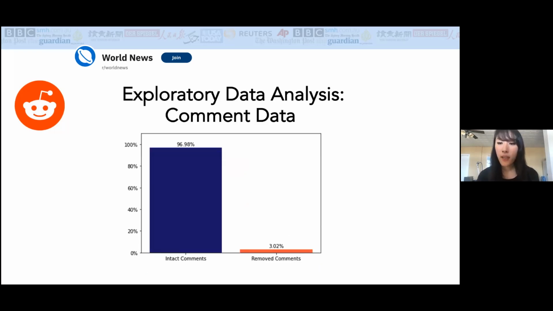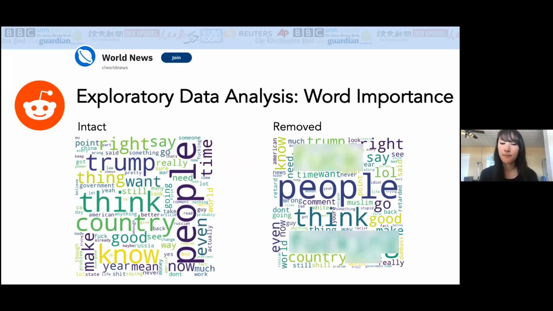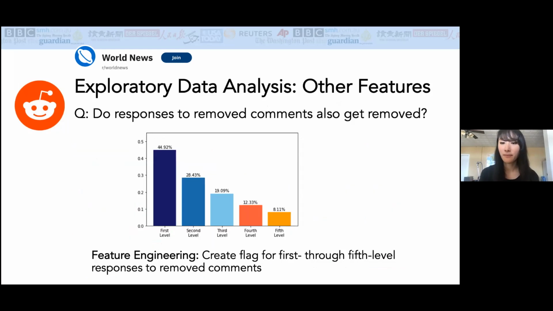Out of about 800,000 comments, only 3% are removed, which makes for a pretty extreme class imbalance in my data. I first look at word importance in the comments themselves. As you can see, although they share a few words in common, removed comments also feature a lot more profanity and prejudice-oriented words compared to intact comments.